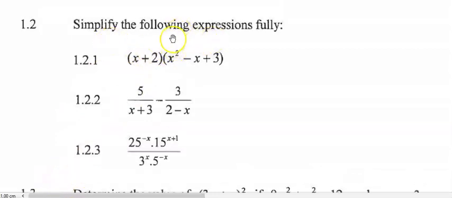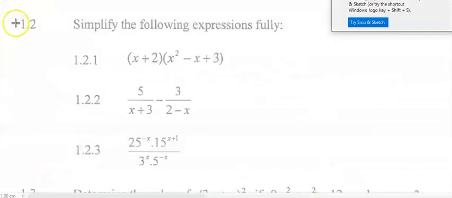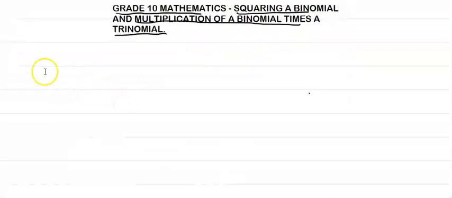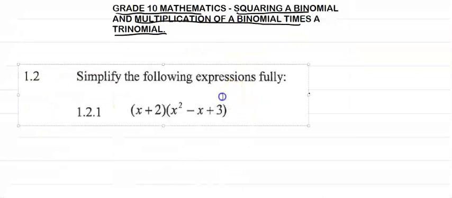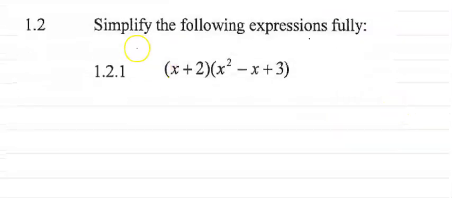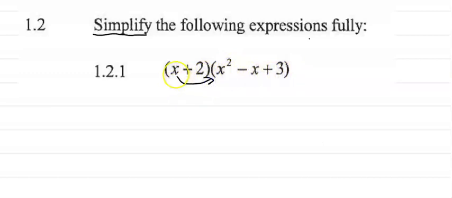It says simplify the following expression fully. So let's just get that so that we can answer this particular question. Okay, so it says simplify the following expressions fully. Remember, this is a binomial, which is x plus 2, and we have a trinomial, which is x squared minus x plus 3. Therefore, we want to use the distributive law here, and we want to take x into the brackets like so. So it's going to be x times x squared, x times minus x, and x times plus 3.